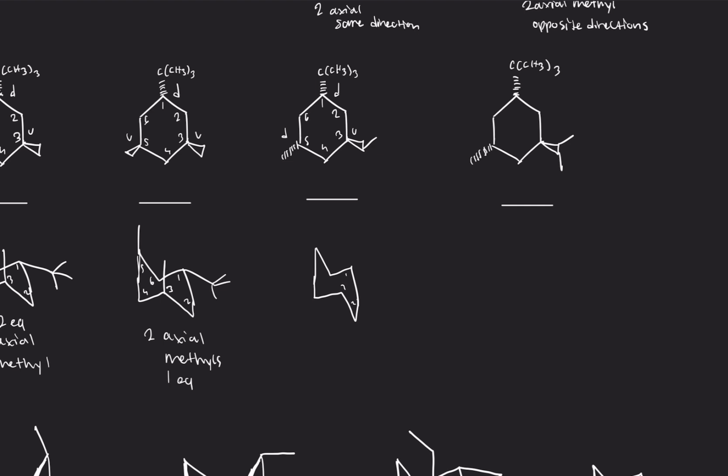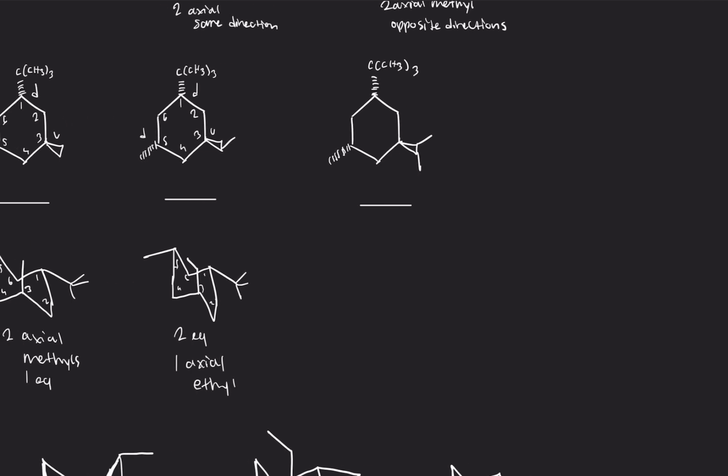1, 2, 3, 4, 5, 6. At 1, I have my equatorial tertiary butyl. At 3, I now have an axial ethyl. And then at 5, I have a down methyl. So I have 2 equatorials, but I have an axial ethyl.